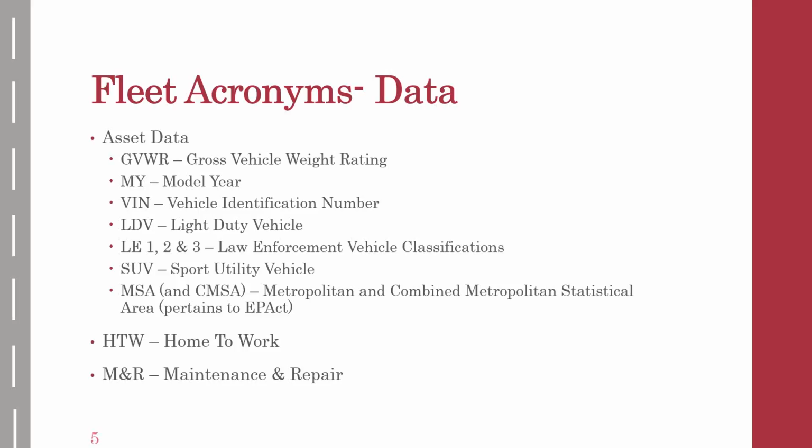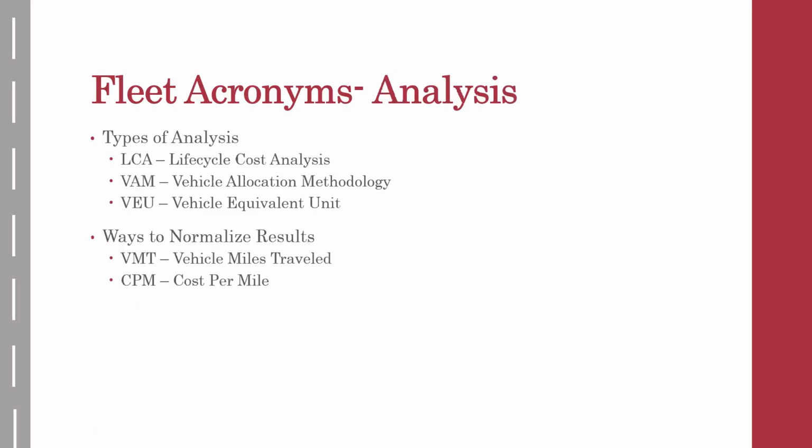HTW is home to work. This is the ability or the authorization to take vehicles from the place of work to the employee's home, and requires justification in most organizations, if not all organizations, or should. And then we have M&R, which is maintenance and repair. And those are the costs associated with maintaining and repairing vehicles to keep them in good working order and to preserve their value.